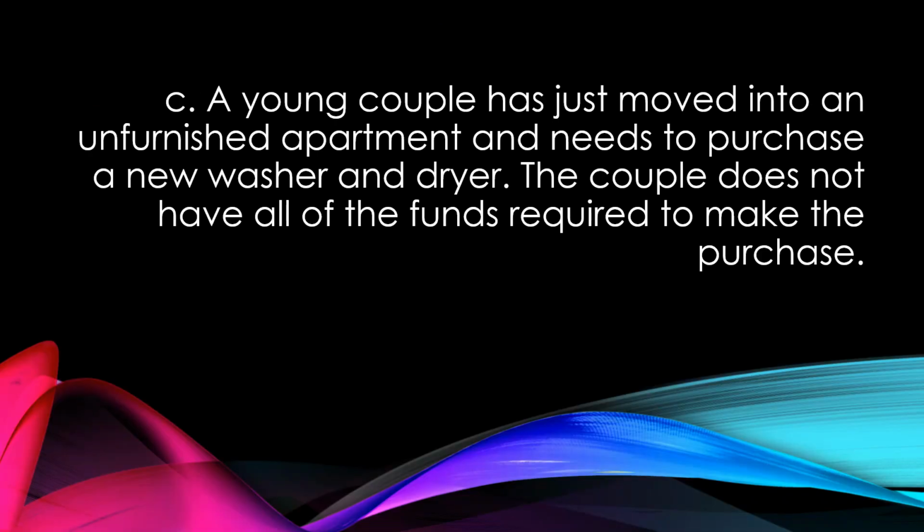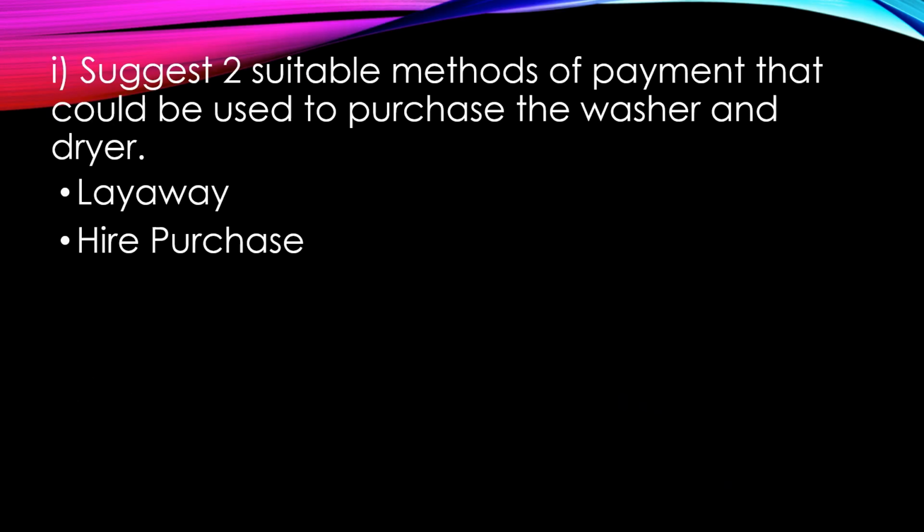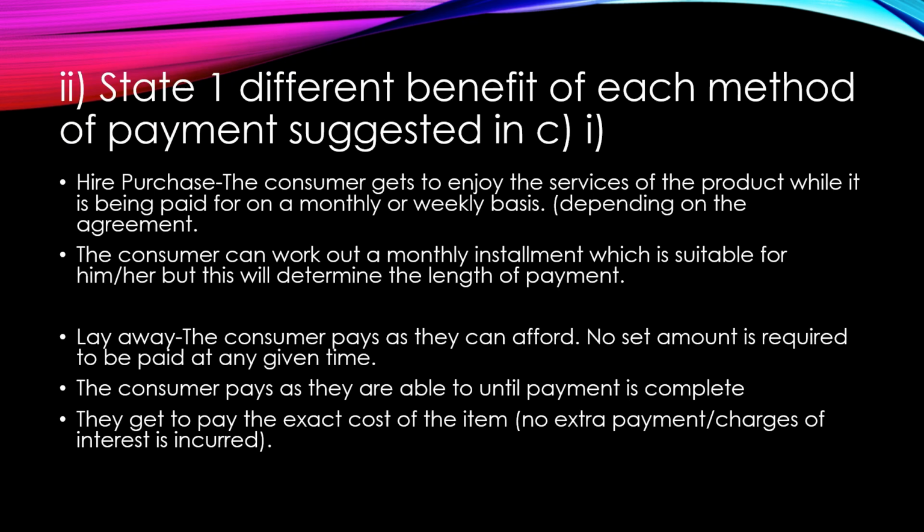A young couple has just moved into an unfurnished apartment and needs to purchase a new washer and dryer. The couple does not have all of the funds required to make the purchase. C1. Suggest 2 suitable methods of payment that could be used to purchase the washer and dryer. Layaway, hire purchase. C2. State 1 different benefit of each method of payment suggested in C1.